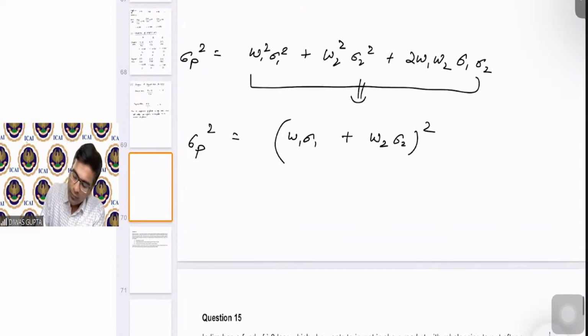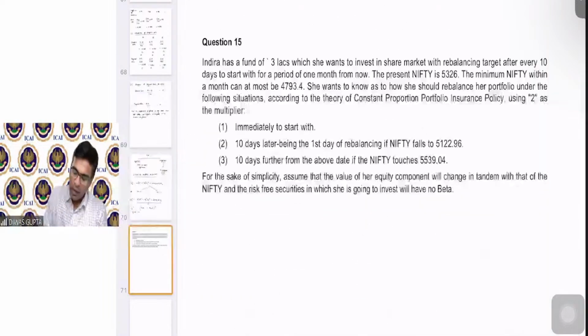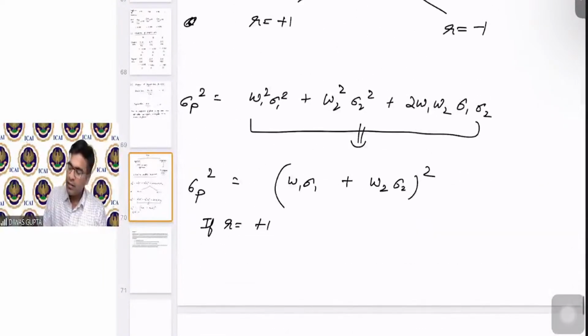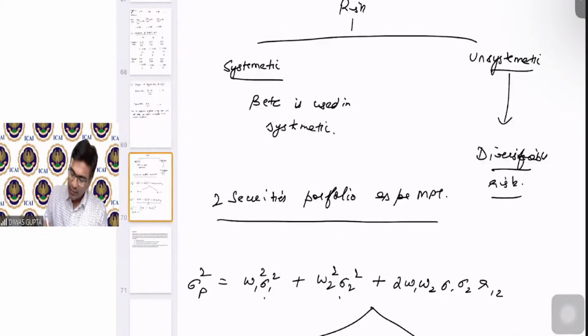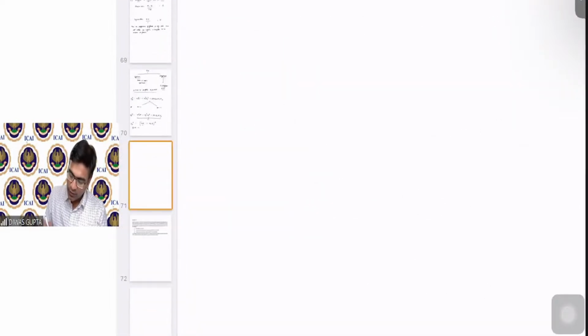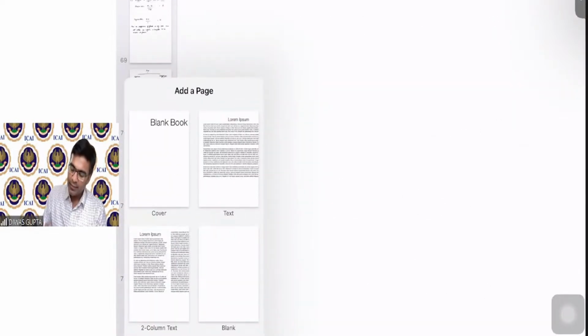So what I'm trying to say is that if R is equal to plus 1, then simply you can take the weighted standard deviation multiplying by the weights, then take a summation and directly take a square of that. However, if you see, this will increase the risk, correct? This is actually increasing the risk. Depending on the weights, it might go down from the individual securities, but directionally, it will be higher.